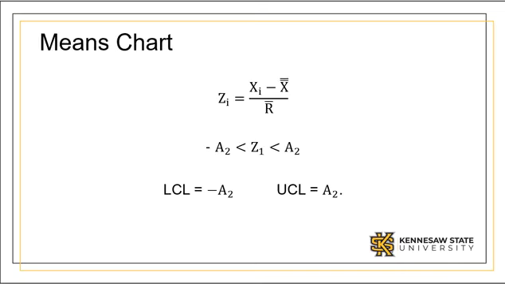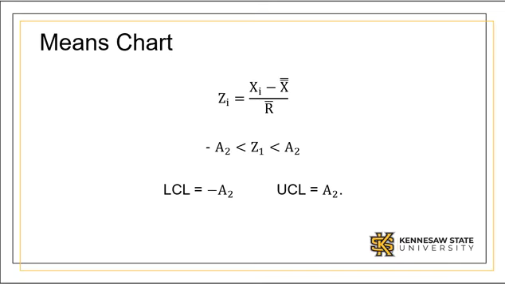A means chart is another alternative short-run method. Here we borrow from our understanding of standardization and the normal distribution to construct a Z statistic. This statistic is each data value subtracted from the grand average and divided by the average range. Essentially, each data value is transformed into a relative distance from the grand average in units of the average range.